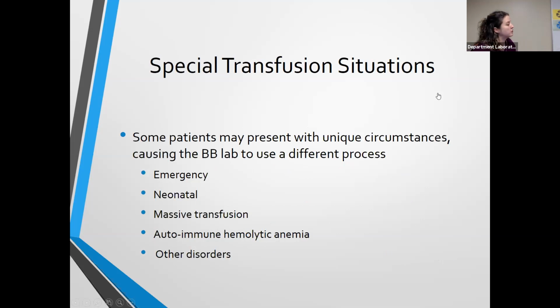All right, so there are some special transfusion situations that you need to be aware of. Those include emergency release, neonatal transfusions, and massive transfusion. This is usually when your patient is actively bleeding out or has lost a significant amount of blood. Massive transfusion means that they want to give a lot of products at one time, okay? Those patients that have autoimmune hemolytic anemia and other disorders such as sickle cell and thalassemia, what are the concerns for those patients?